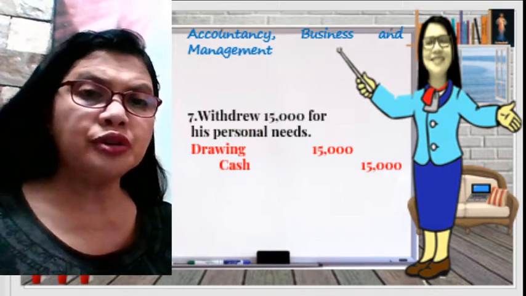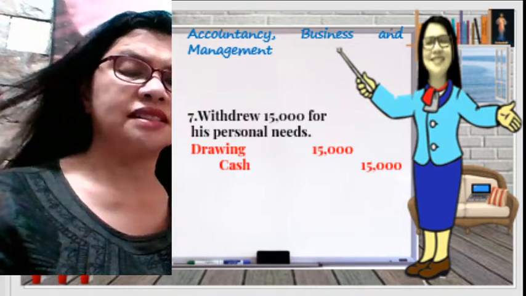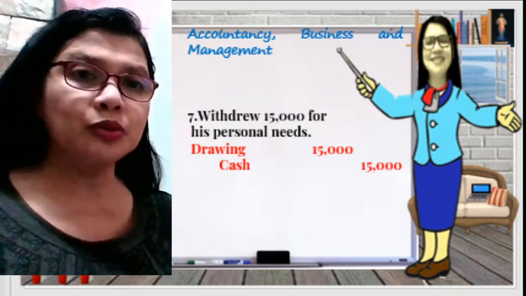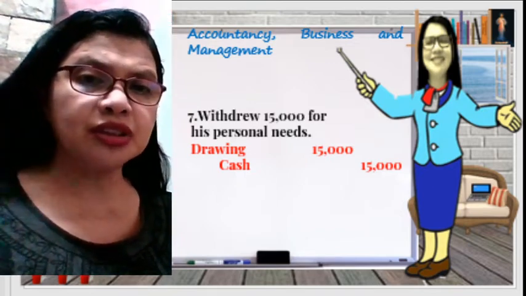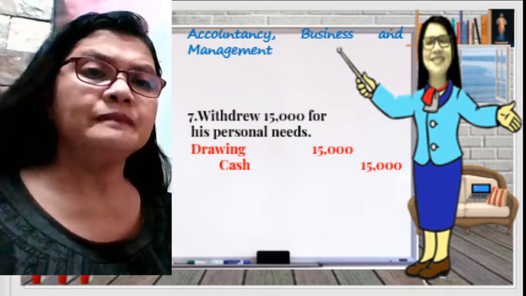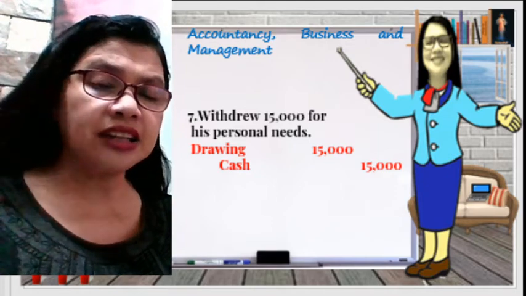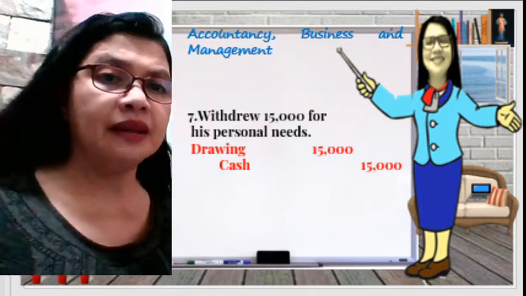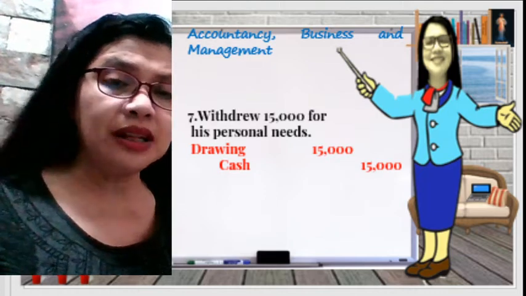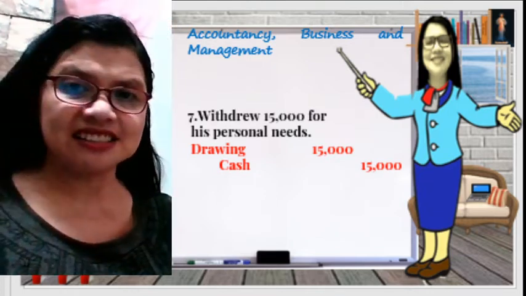Next, we have withdrew 15,000 for his personal needs. If the withdrawal was done by the owner, that means there is a decrease in the equity. To decrease the equity, we use the drawing account, and to decrease the asset cash, because we will be paying him his withdrawals of 15,000, we credit cash.